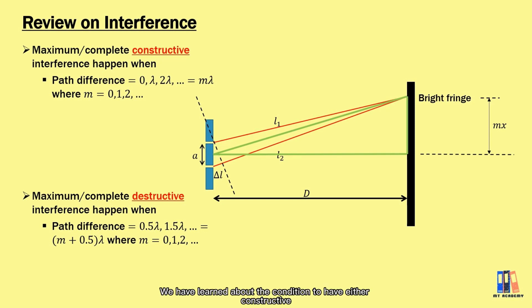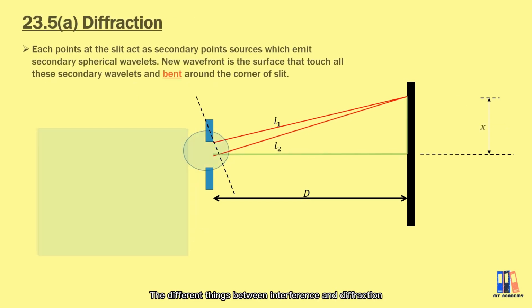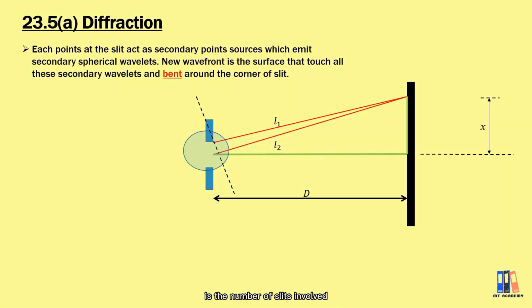We have learned about the condition to have either constructive or destructive interference. The waves which are emitted from two slits will superimpose and produce an interference pattern on the screen. The difference between interference and diffraction is the number of slits involved, besides the pattern produced on the screen. So based on Huygens' principle, we also have a few points at that one slit acting as secondary point sources to produce secondary spherical wavelets. The new thing is that the waveform will be bent around the corner of the slit.